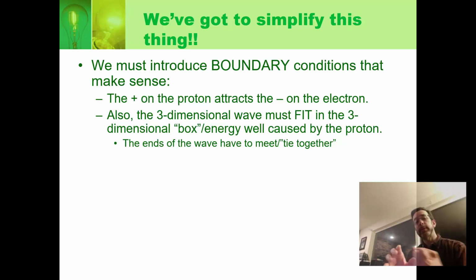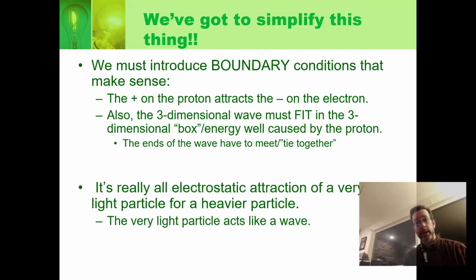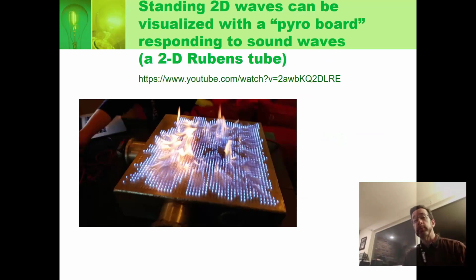The ends of the wave have to meet or tie together, just like having the circular wave, the ends of it have to meet because you can't have a halfway wave, or in the one-dimensional situation, the ends have to be tied down. So it's really all just the equations for what if I have something that has this amount of positive charge on it and has this mass, and something that has this amount of negative charge on it, which is attracted to the positive charge, but it has a very small mass. And the very light particle will act like a wave.